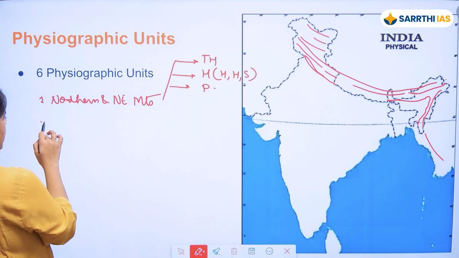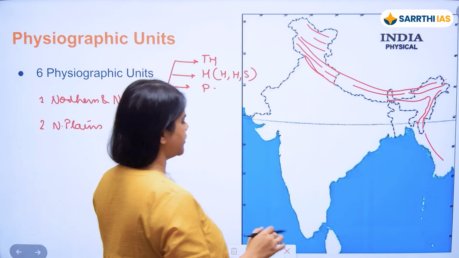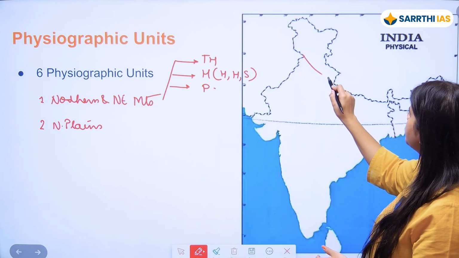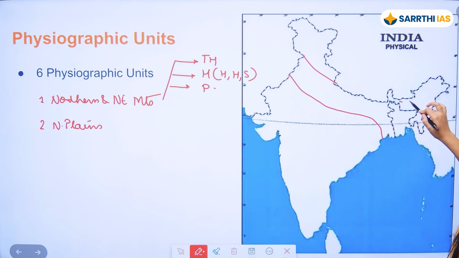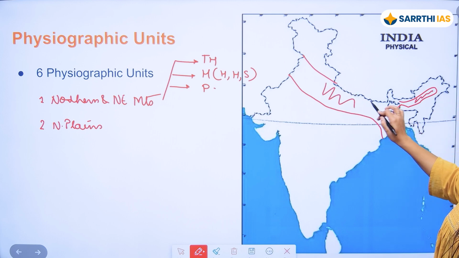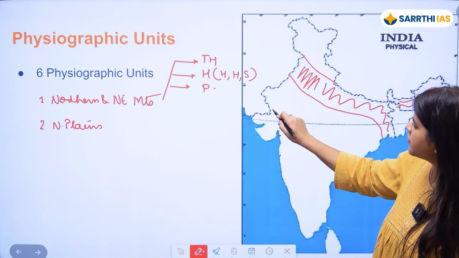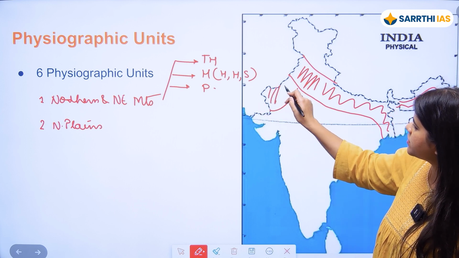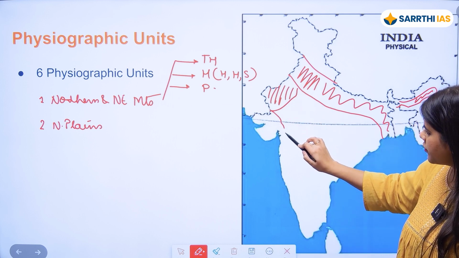After that comes the northern plains of India. Indo-Gangetic Brahmaputra plains of India. They start just below the northern mountains over here. So this is the Brahmaputra plains region. This is the Gangetic plains region. And this is the Indus plain region. Fine. These are the northern plains of India. After northern plains, we have the desert region. This is the desert region of India. Below the desert region comes the peninsular part of India.